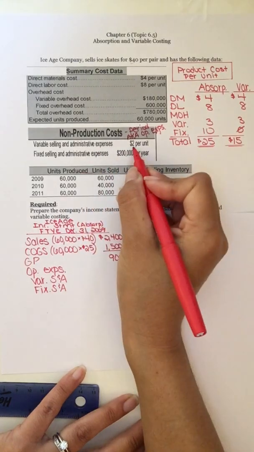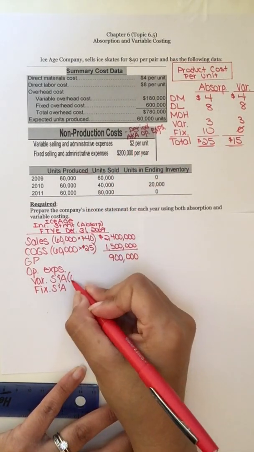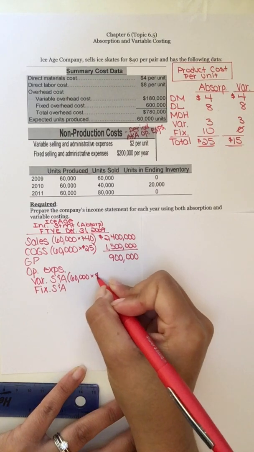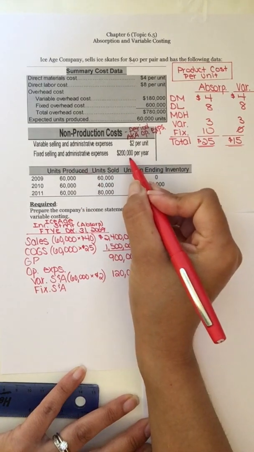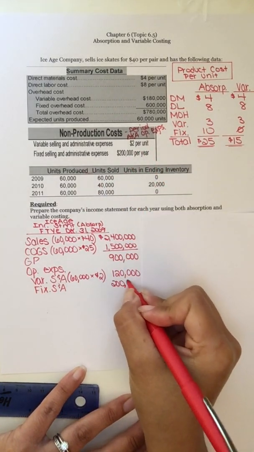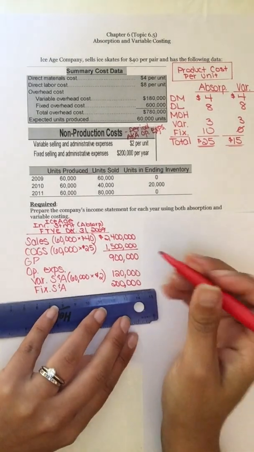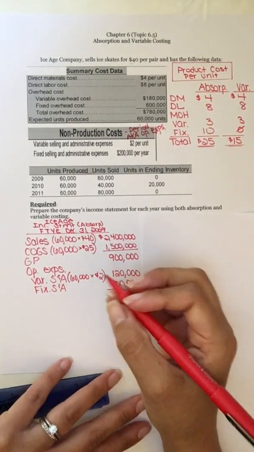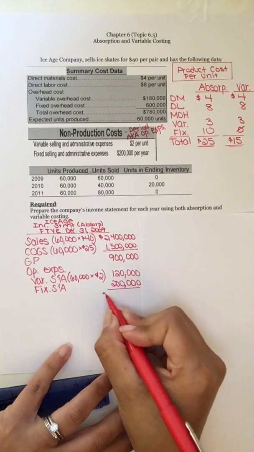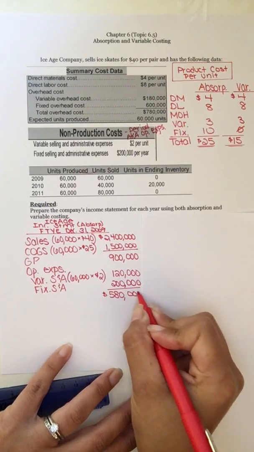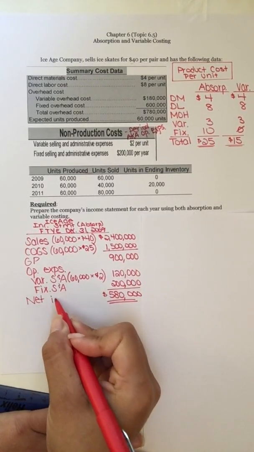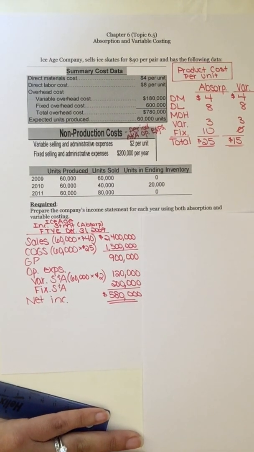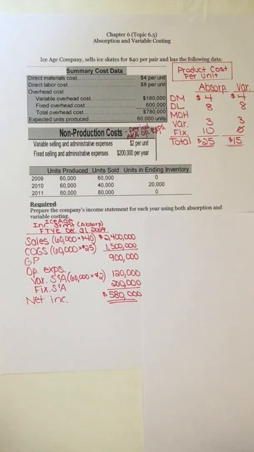Variable is $2 per unit. And again, how many units? 60,000. That gives us $120,000. The fixed, you can just take the total since it's already calculated that way for us. Subtract your operating expenses from your gross profit to give you net income of $580,000. Easy peasy. Good. Now we're going to go ahead and move on to the variable format.